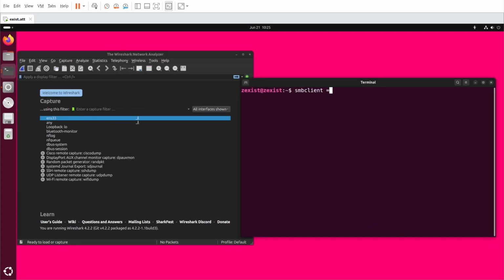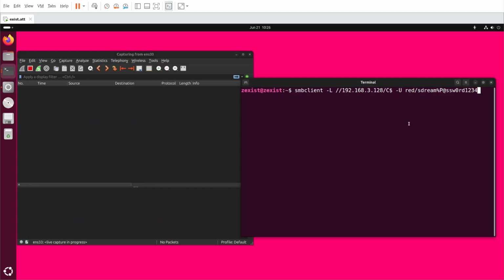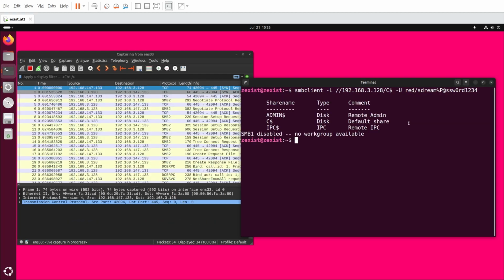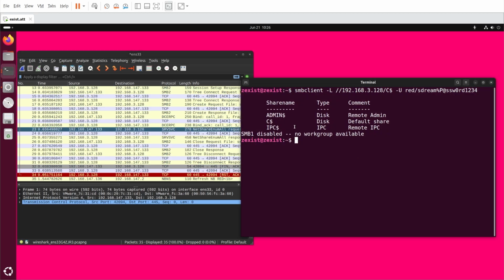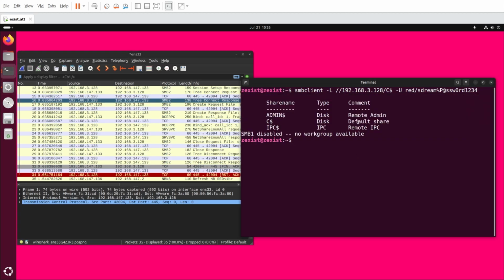We first need a baseline, and we will use smbclient to connect to a machine in my lab. Alright, for smbclient, once we see the shares listed, it generally means authentication was successful.